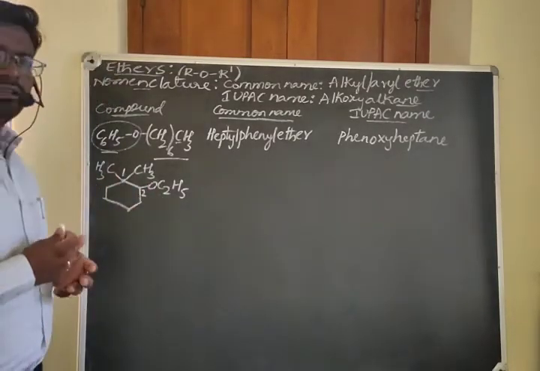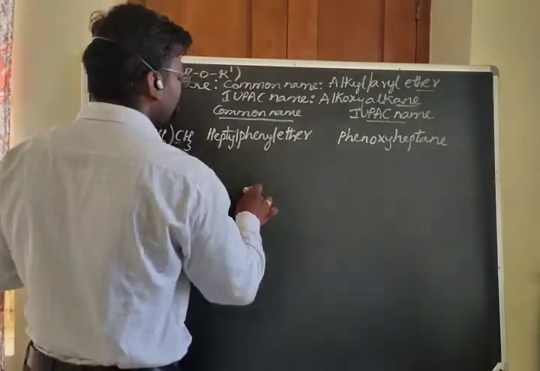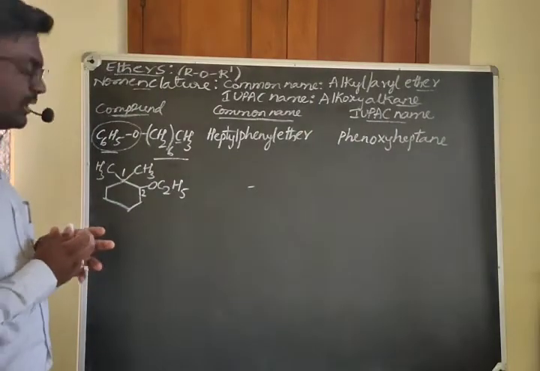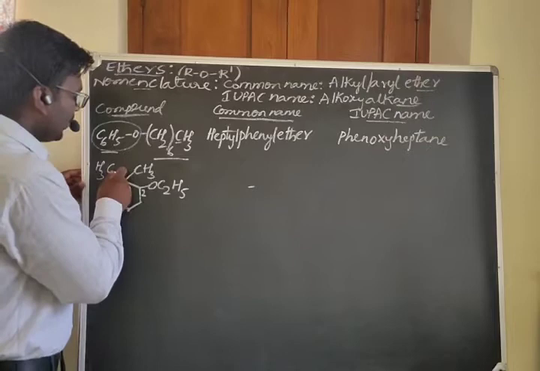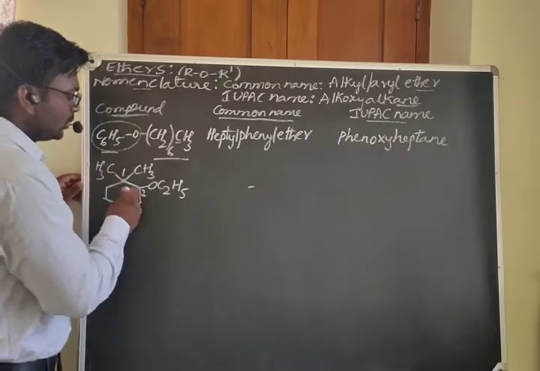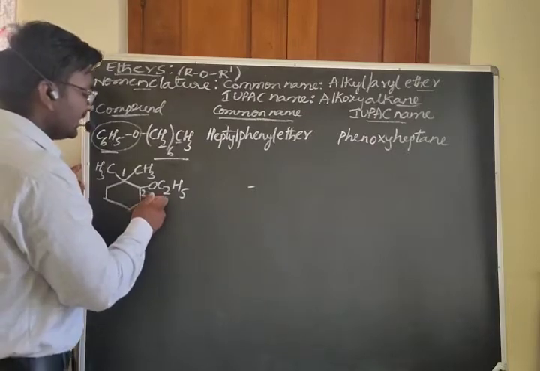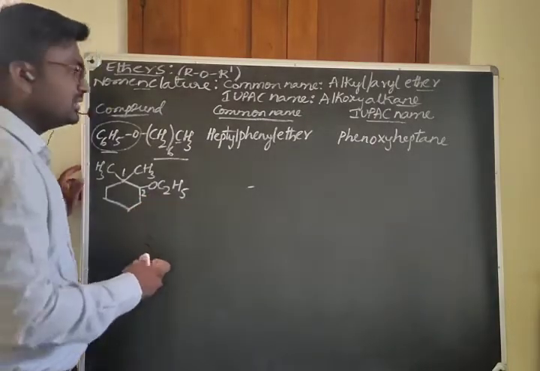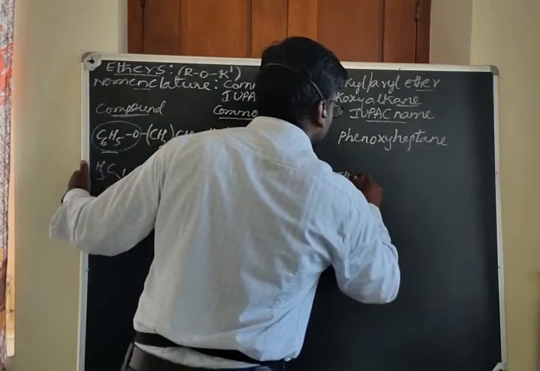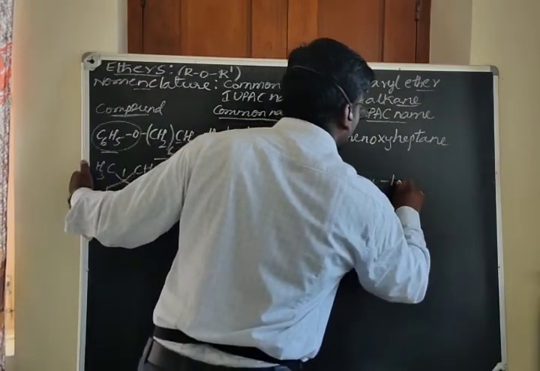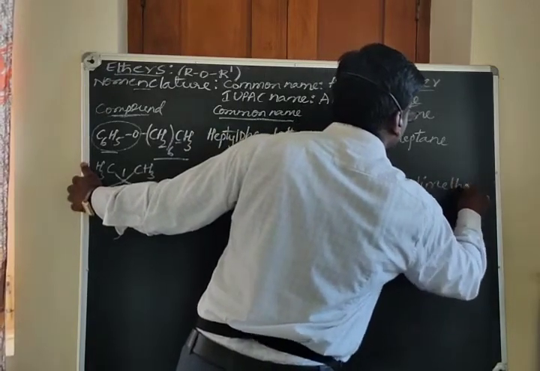Now what is the IUPAC name of this compound? For some compounds there will be no common names, and we have to go for the IUPAC name. It is 1,1-dimethyl, 2-ethoxy. When you choose the alphabetical order, E of ethoxy comes first, so therefore the IUPAC name is 2-ethoxy-1,1-dimethyl.